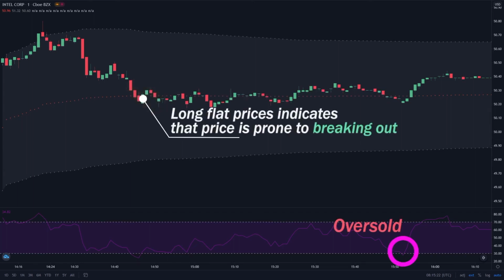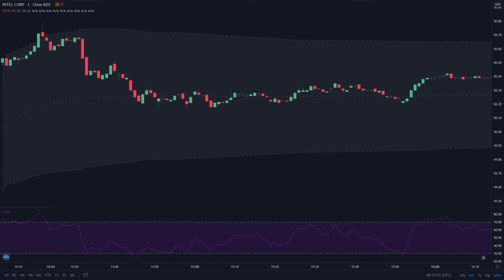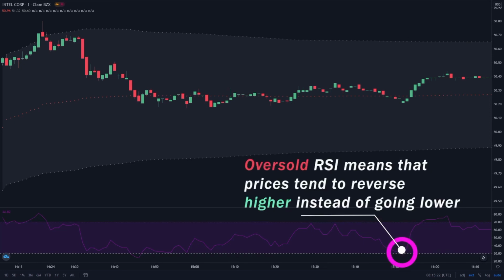Well, this is a great opportunity for us because it means that the price is prone to breaking out. So how do we know if it's going to break out upwards or downwards? Well, that's where the RSI comes in handy. You can see that the RSI is oversold, meaning that there's a high chance that it is going to go up. See what happens next.